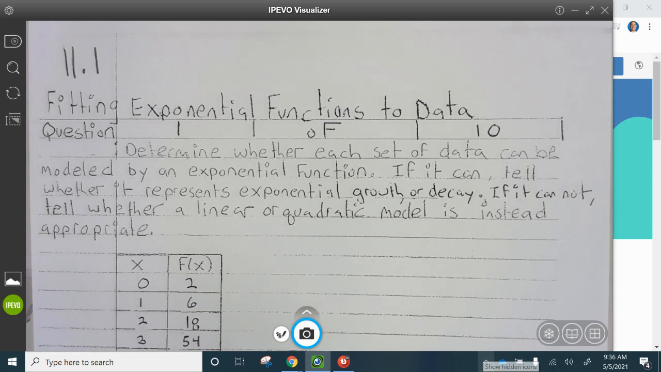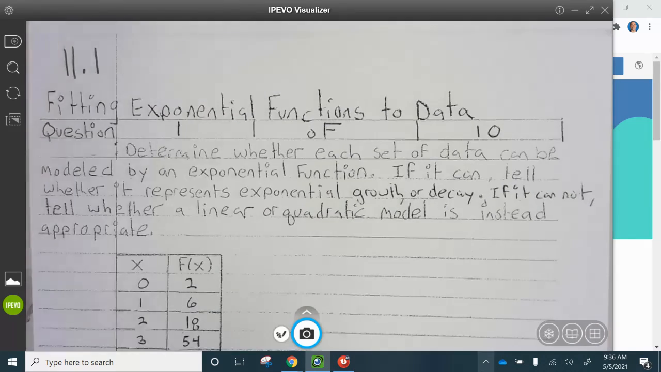Okay, Wildcat, so we're at 11.1, Fitting Exponential Functions to Data Assignment Tutorial. Question 1 of 10. Determine whether each set of data can be modeled by an exponential function. If it can, tell whether it represents exponential growth or decay. If it cannot, tell whether a linear or quadratic model is instead appropriate.